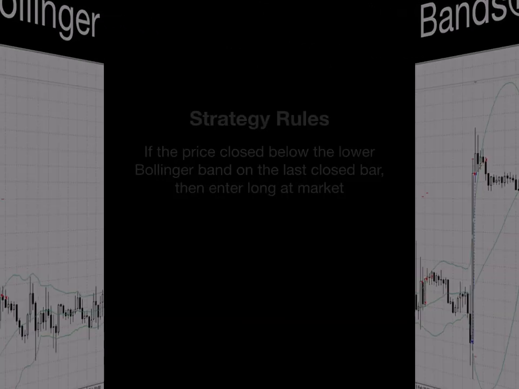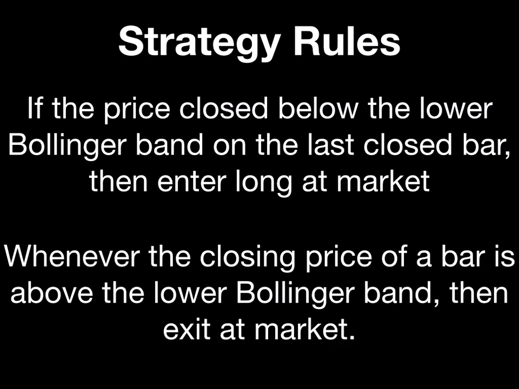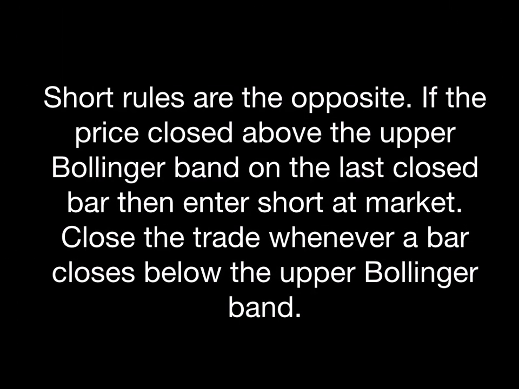The rules for entering a trade are: if the price closed below the lower Bollinger Band on the last closed bar, then enter long at market. Whenever the closing price of a bar is above the lower Bollinger Band, then exit at market. Short rules are the opposite. If the price closed above the upper Bollinger Band on the last closed bar, then enter short at market. Close the trade whenever a bar closes below the upper Bollinger Band.